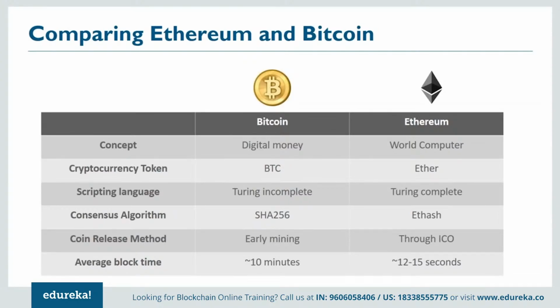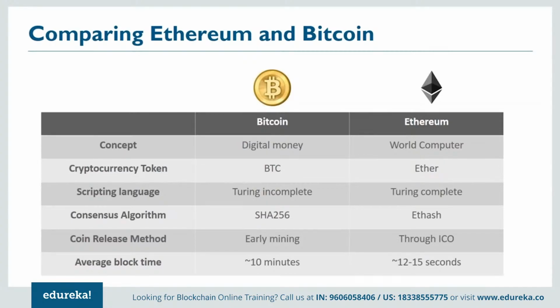Now talking about the cryptocurrency tokens, Bitcoin's crypto is named after itself and it's called Bitcoin, whereas Ethereum's crypto token is called Ethers like we just discussed. Now coming to the scripting language, Ethereum is a Turing-complete scripting language, whereas Bitcoin is a simple stack-based language and it is not Turing-complete. What I mean when I say the word Turing-complete is a language that can solve any computational problem by itself, given enough time and energy.